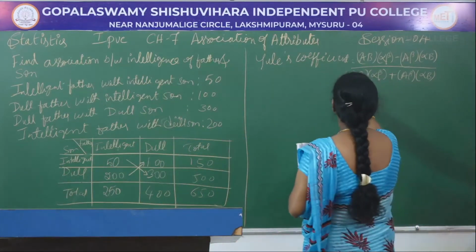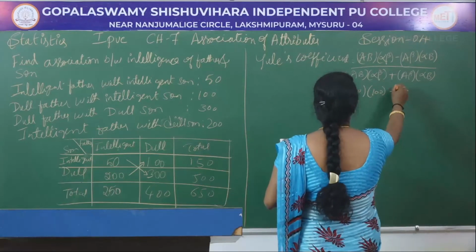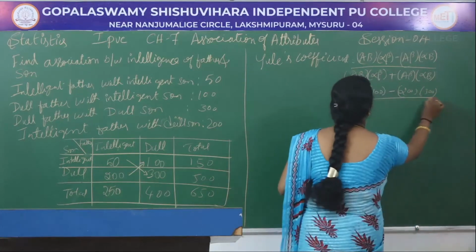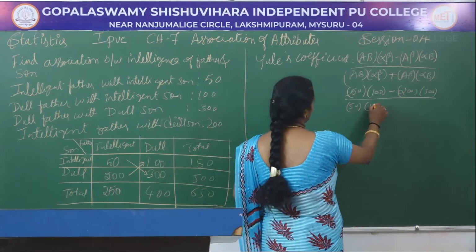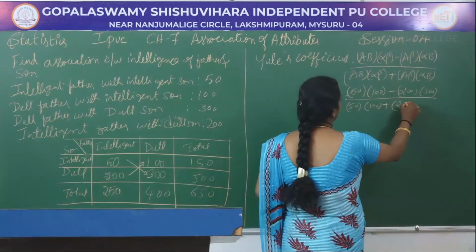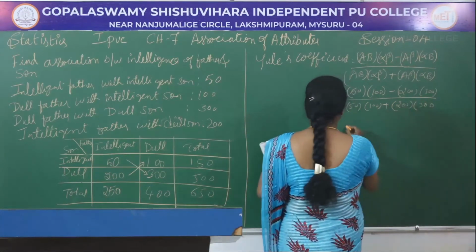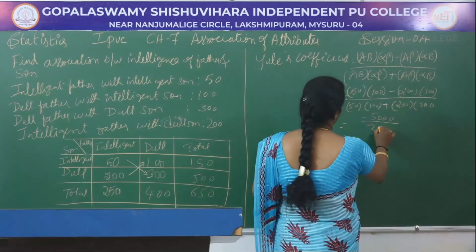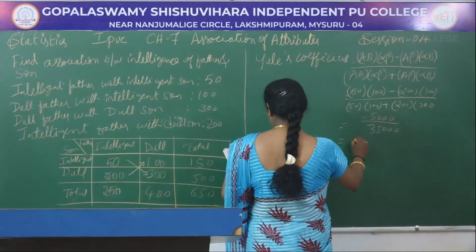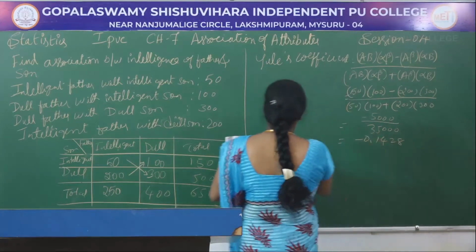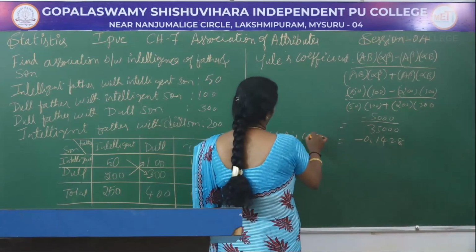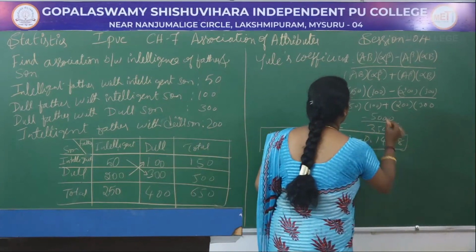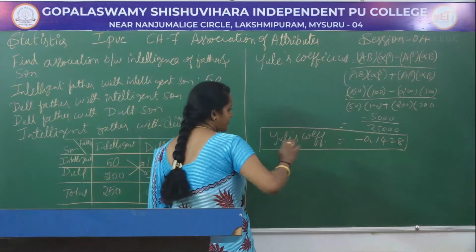This is 50 into 100 minus 200 into 300 divided by 50 into 100 plus 200 into 300. So after simplification, it is minus 5,000 divided by 35,000, and this is minus 0.1428. This is our Yule's coefficient. Yule's coefficient is minus 0.1428. Now we have to write the comment.